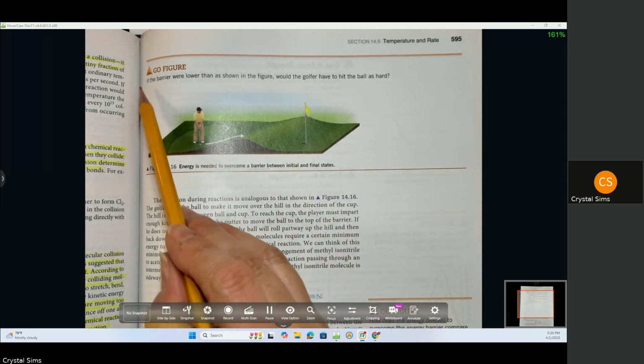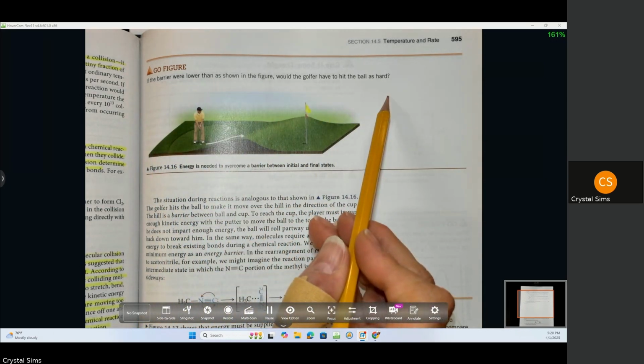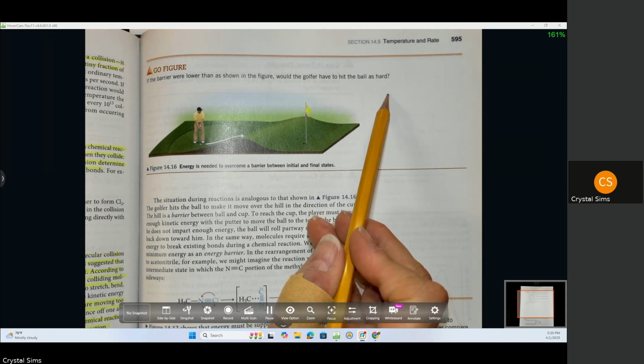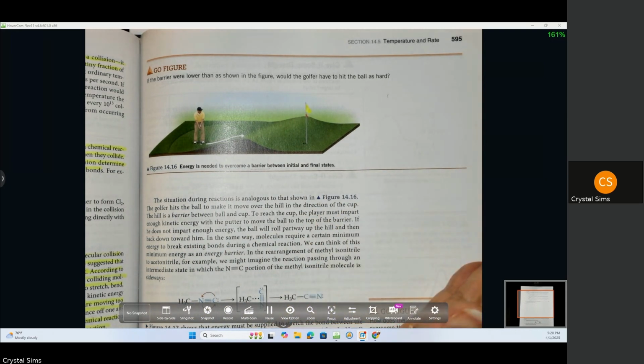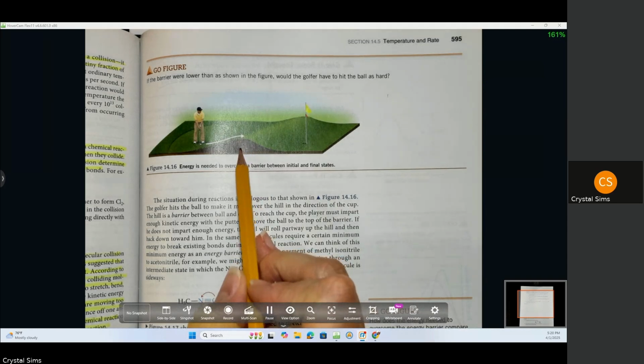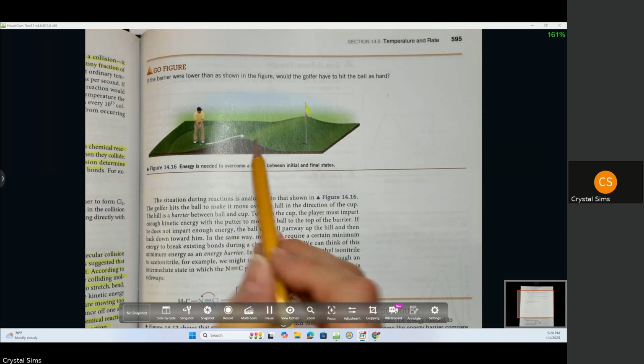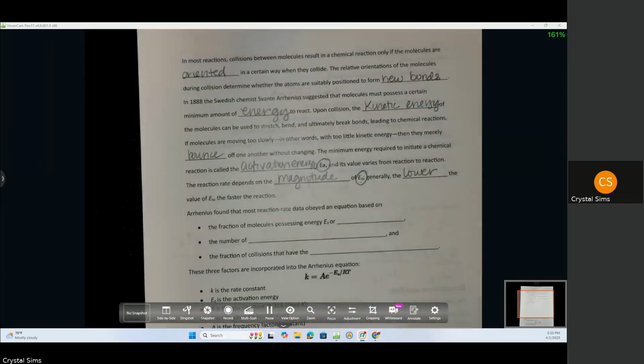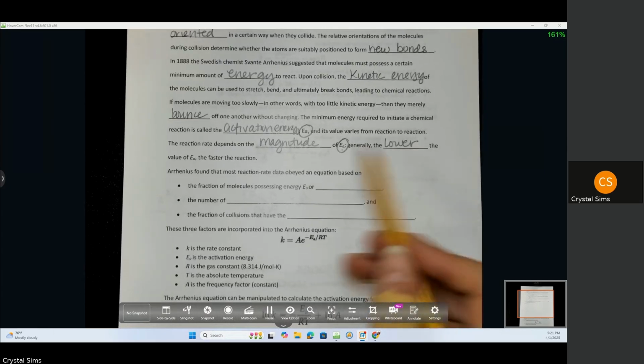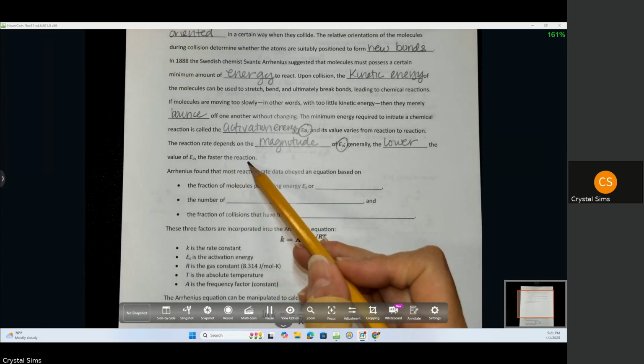And so your question says, if the barrier were lower than what's shown in the figure, would the golfer have to hit the ball as hard? No, he wouldn't, because it's a smaller barrier. So the smaller the barrier, or in our case with activation energy, the lower the activation energy, the faster the reaction.